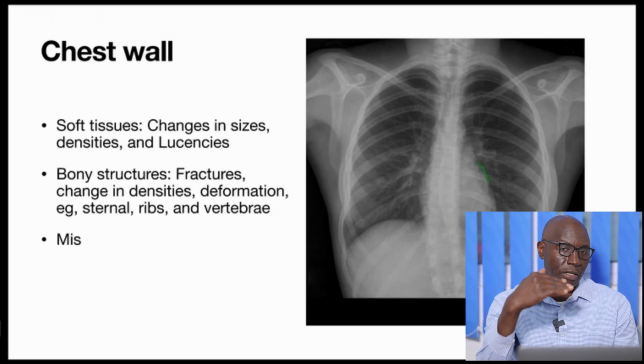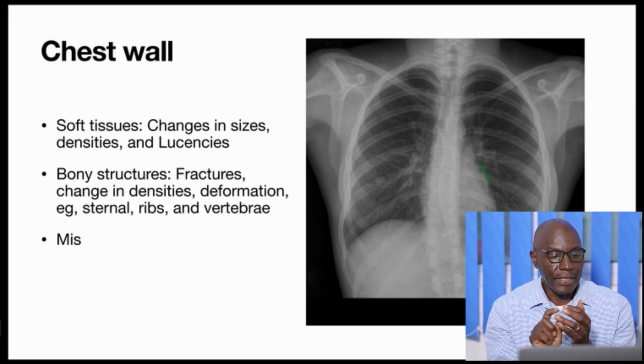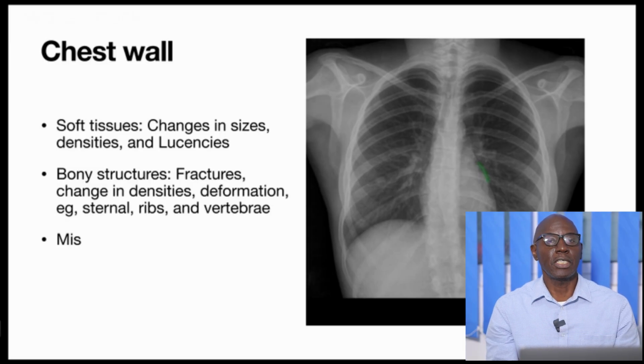And the chest wall, this means we look at the soft tissue, and when we are looking at the soft tissues, we are looking at the size, we are looking at the densities, and if there are any lucencies within these. Of course, we are talking about the subcutaneous emphysemas and so on. And of course, in the chest wall we also look at the different body structures, like the sternum, the ribs, and the vertebra. And close to this, we are talking about the change in density.